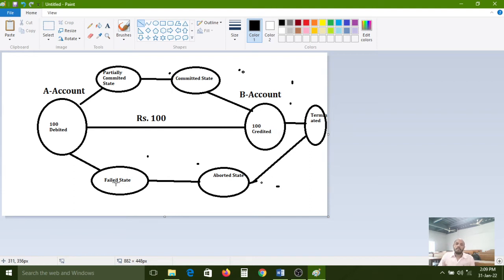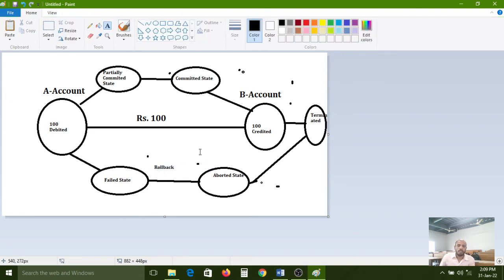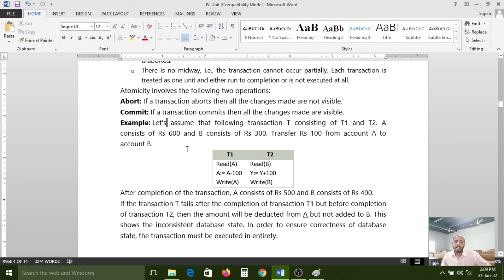Here also the same. If it is a failed state, the transaction is aborted, and all operations are rolled back to the B side and the A account. Then this data is not visible to the user, because the transaction is not successful. Now you have clarity about the transaction states too. So the atomicity property mainly involves two operations: the first one is aborted, the second one is the committed state.